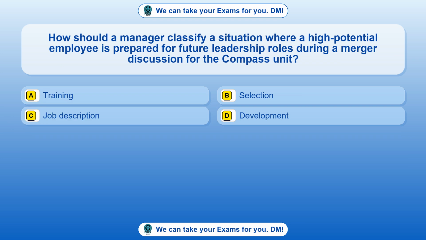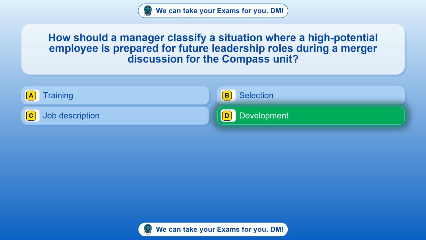Question 8. How should a manager classify a situation where a high potential employee is prepared for future leadership roles during a merger discussion for the compass unit? Option A, training. Option B, selection. Option C, job description. Option D, development. The correct answer is option D, development.